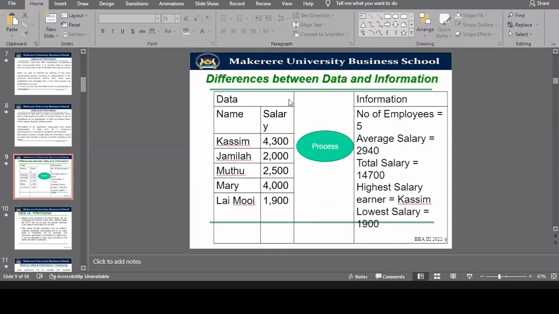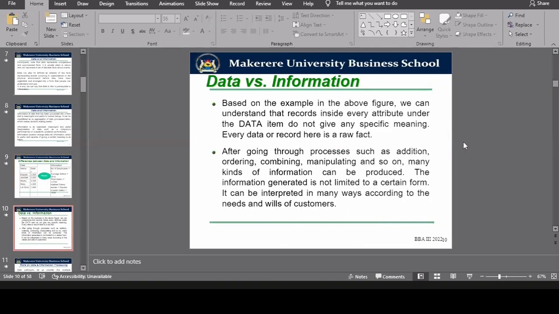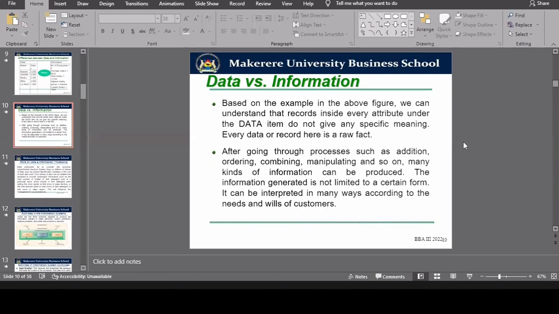We were saying that when you look at the data here and the information, there's a lot that you get from it, and that is where I had ended. After going through processes such as addition, ordering, combining, manipulating, and so on, many kinds of information can be produced. The information generated is not limited to a certain form. That is why I said you'll find graphs, you'll find charts, you'll find texts, you'll find reports, whatever you want to have can be obtained, and that is usually to the interest of the users.